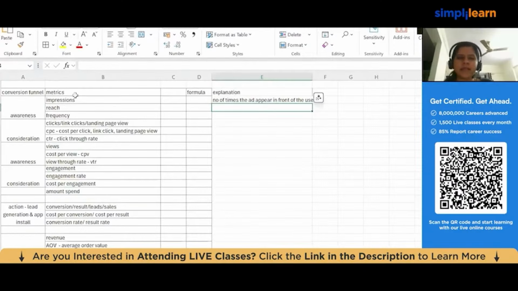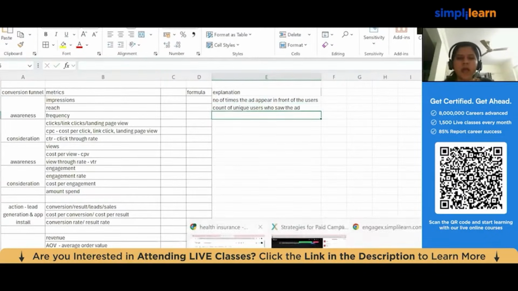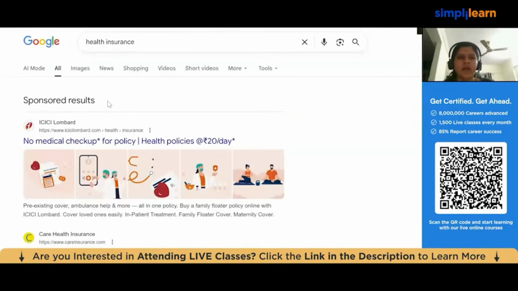Then what is reach? Reach is unique users who saw the ad. So this is nothing but the count of unique users who saw the ad. What's the difference between both, guys? Let's say now I will refresh this page again. I'm seeing this ICICI Lombard ad the second time. First time I saw it when I searched for health insurance. Second time when I refresh, I'm seeing ICICI Lombard's ad. So now ICICI Lombard has got two impressions because two times I've seen the ad, but the reach is only one because I'm one unique user.